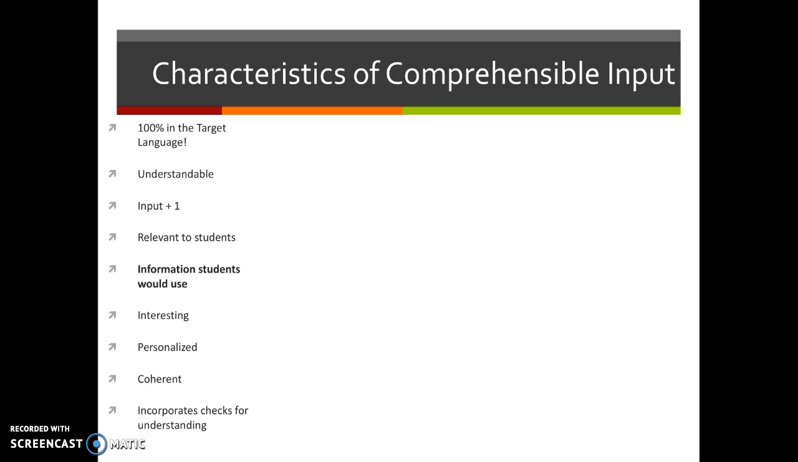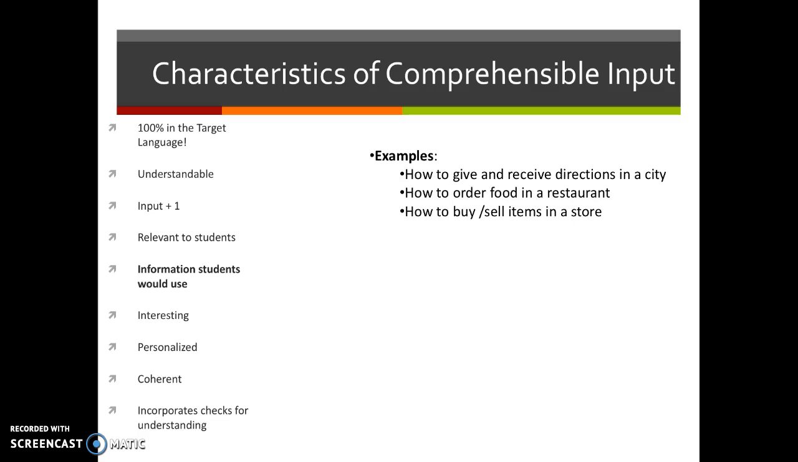Keeping comprehensible input relevant to students leads into the next characteristic, which is to provide students with information that they would be able to use in the real world. Here are some examples. How to give and receive directions in a city. How to order food in a restaurant. How to buy or sell items in a store. How to book a hotel reservation with the desired accommodations. How to make a phone call.